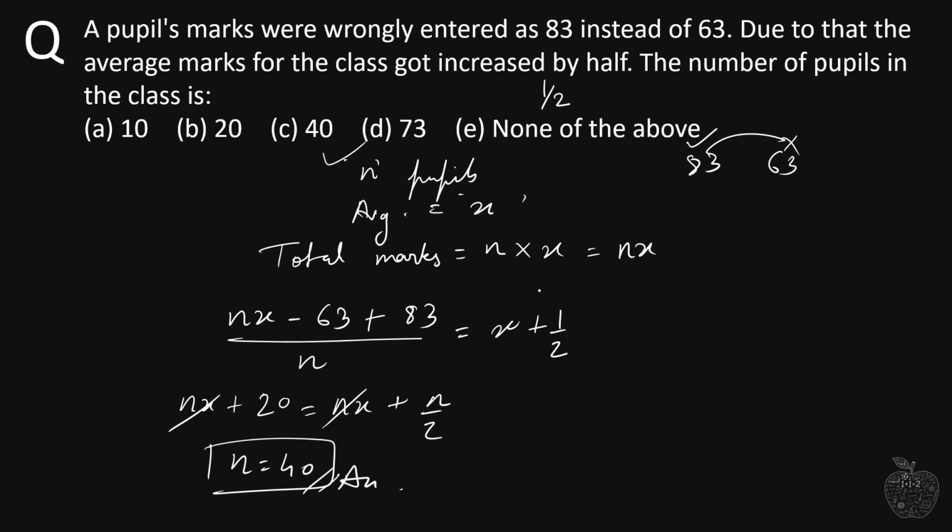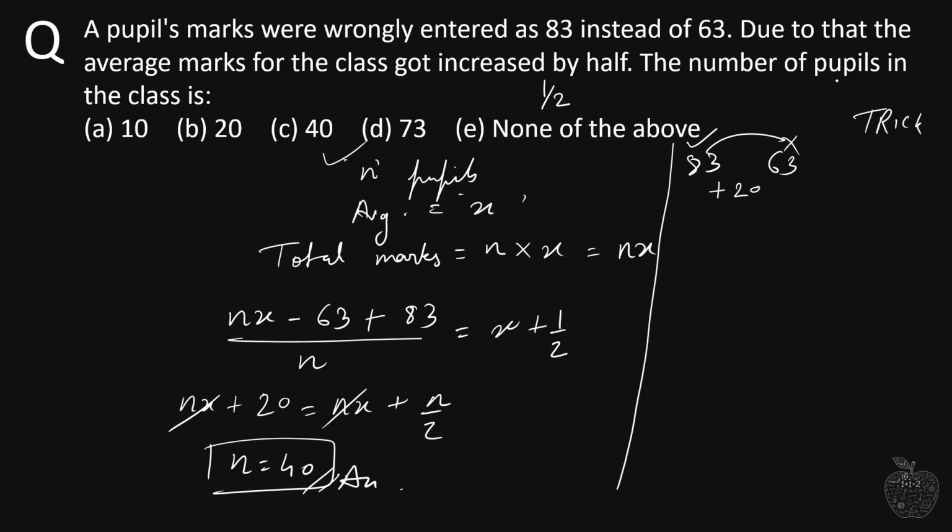This is our required answer. Now there is a trick to solve this question as well. So what is that trick? We know that a pupil got 83 marks instead of 63. So what is the difference here? The difference is of 20 marks. So that means this 20 marks will be equally distributed among these n pupils.